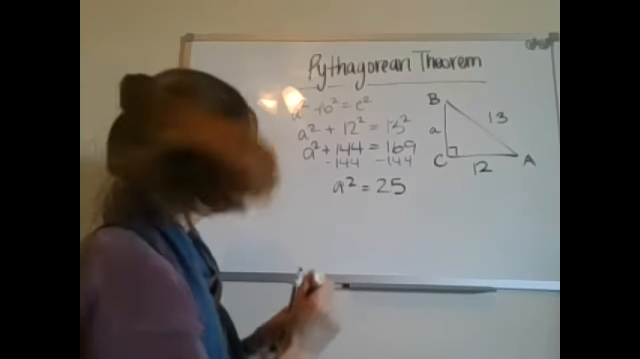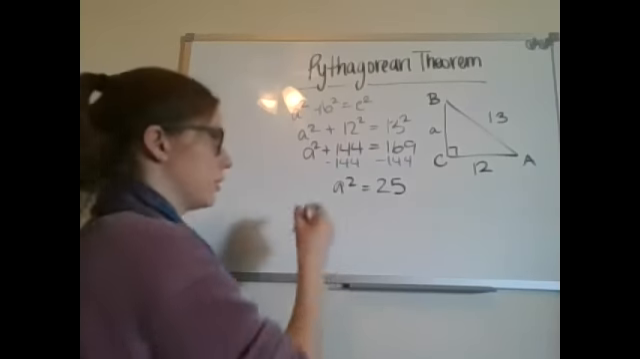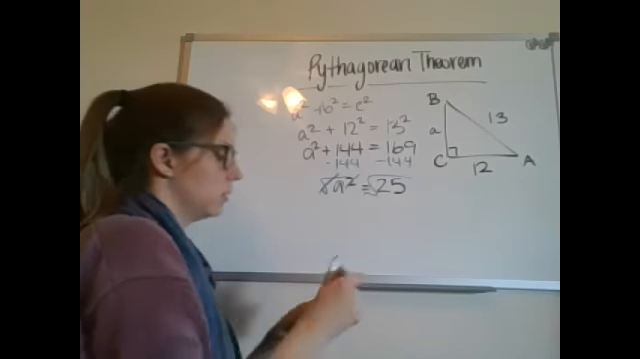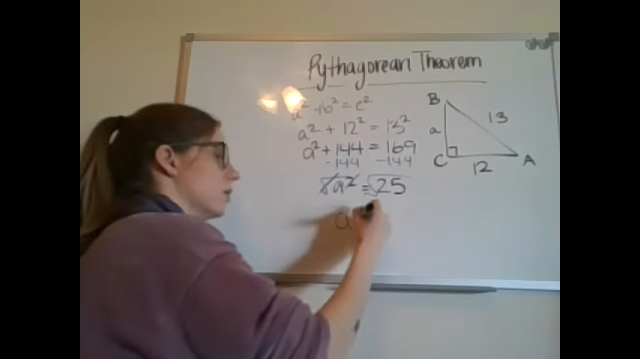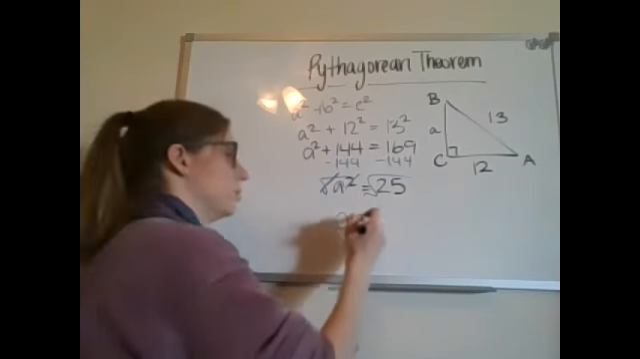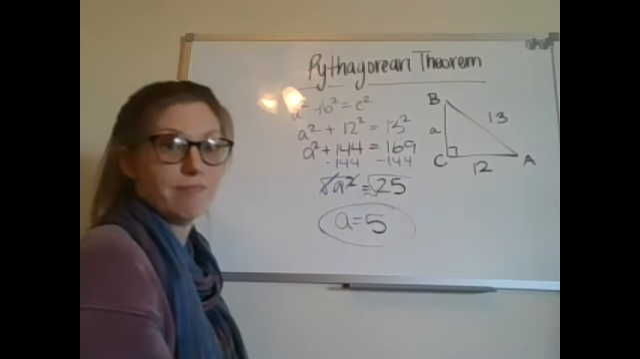Sorry about that. All right, so what do we do now? We're almost done. You got it. We take the square root on each side. This square root over here cancels out that. So we're left with A equals, the square root of 25 is positive or negative 5. We don't care about that negative right now. So A equals 5. And you're done.